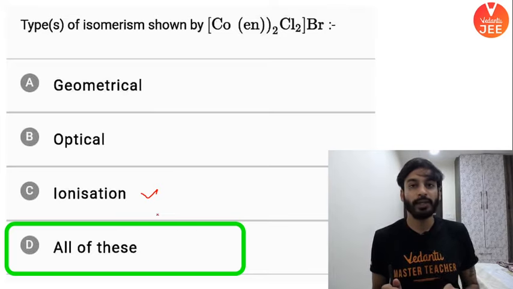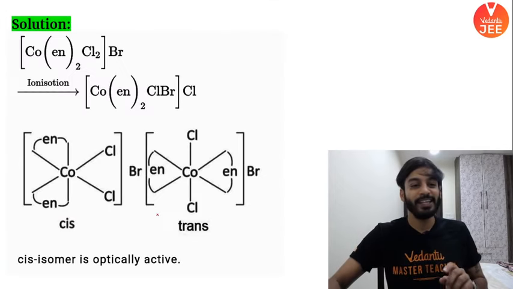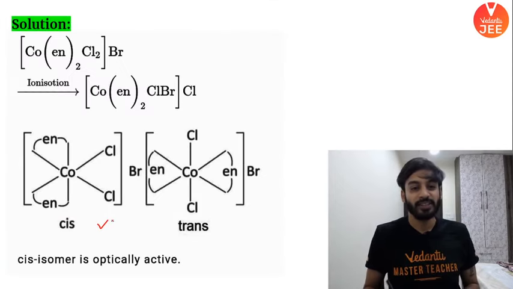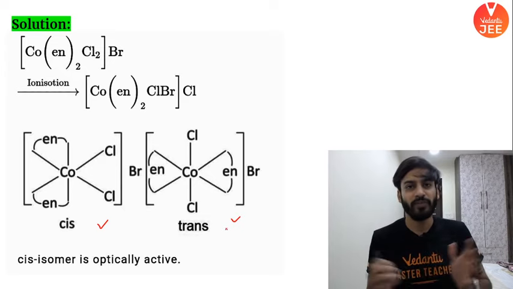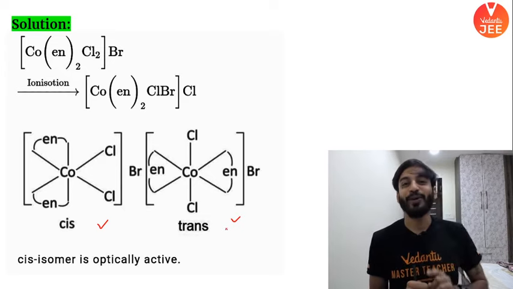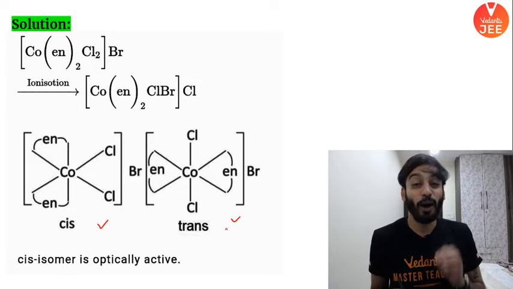What about geometrical isomerism? It can show cis and trans very easily. Check this out. This is cis, this is trans. It can show cis and trans isomerism as well. Very good. Very important, last but not the least, the optical isomerism.